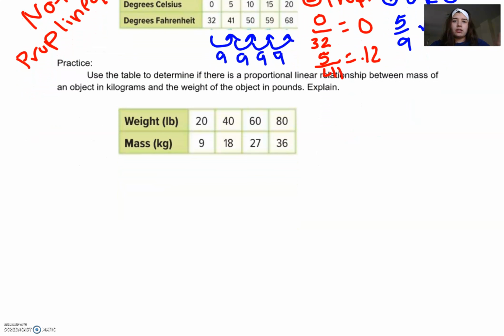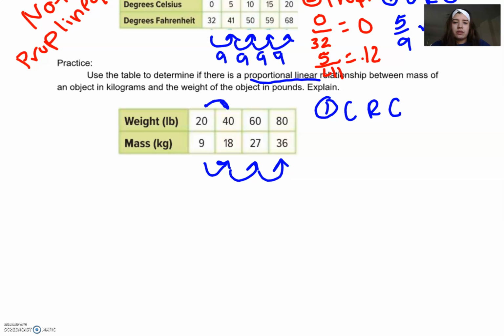So what I need you guys to do is to use this table to determine if it is a proportional linear relationship between the mass of objects in kilograms and the weight of objects in pounds, and explain. So first we're going to find that constant rate of change. So that's, again, going from one box to another and explaining how it changed. So you should have a change of weight on top and a change of mass on the bottom. And if it is constant, then we are halfway there.